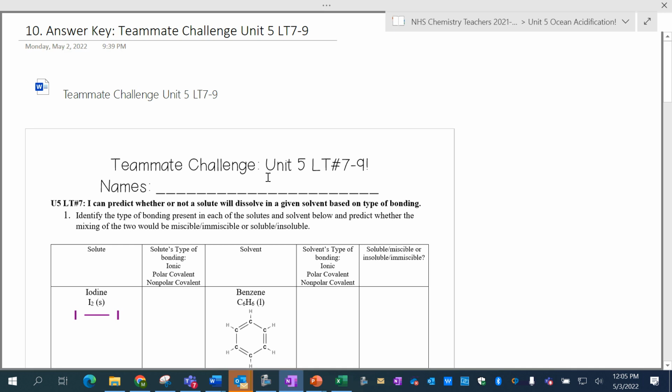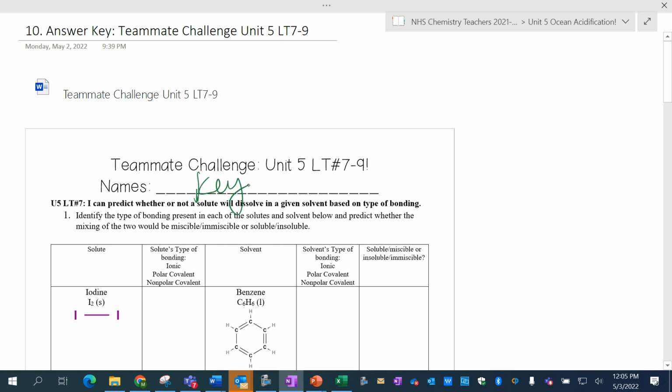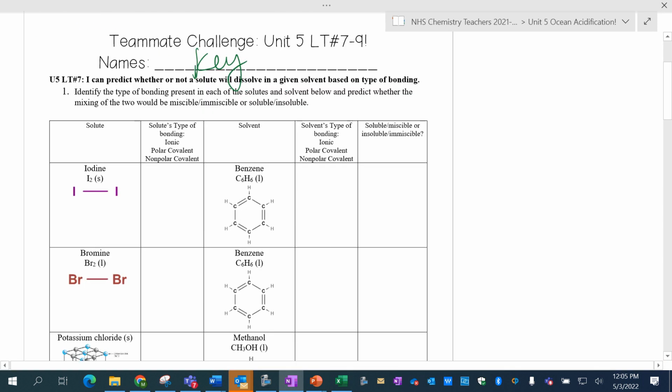All right, let's take a look at the teammate challenge. And the first table here is, will the solute and solvent be miscible, soluble, insoluble, or immiscible? So first one, we have a solid that we're trying to dissolve in a liquid. A solid is I2, so that would be nonpolar covalent. And I know it's covalent because iodine is a nonmetal, so it's to the right of that zigzag staircase.